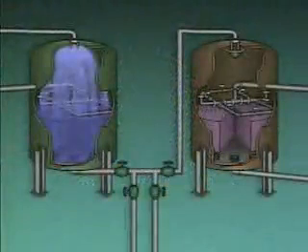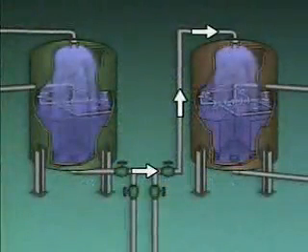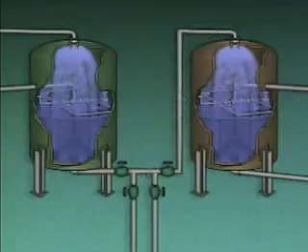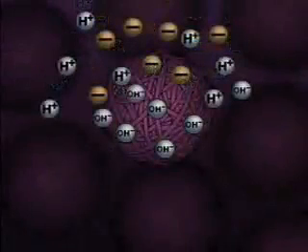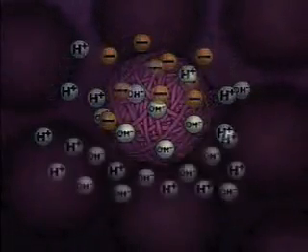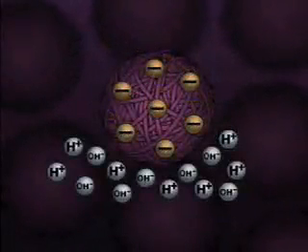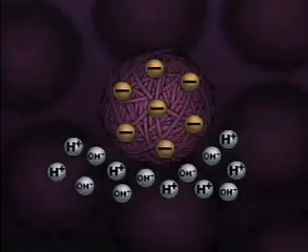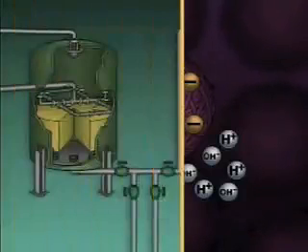With the cations removed, the water is sent to the second tank. As the water passes through the anion resin bed, ions are exchanged again. The anions in the water replace the hydroxyl ions on the resin beads, and the hydroxyl ions are released into the water. Now the water contains mostly hydrogen ions and hydroxyl ions, which combine to form pure water.